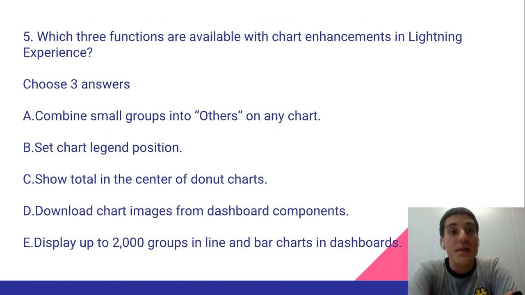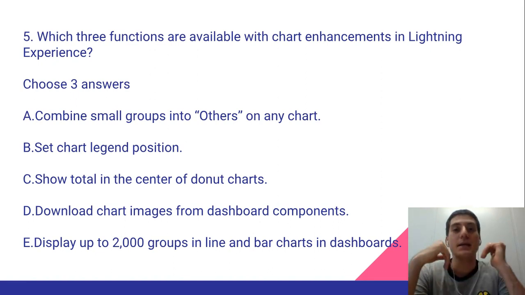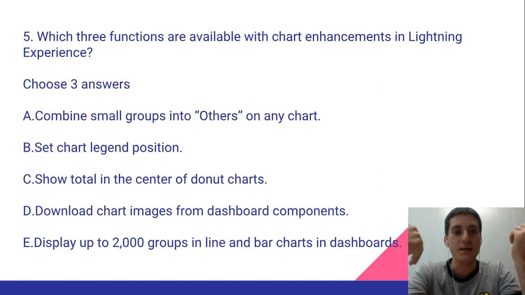Okay. Which three features are available with chart enhancements in Lightning Experience? Choose three answers. Well, combine small groups into others on any chart, set a chart legend position, show charts total in the center of donut charts, download chart images from dashboard components, and display up to 2,000 groups in line and bar charts in the dashboard. Well, let's think about this. Combine small groups into others on any chart. Yes, you can absolutely do that in Lightning Experience.